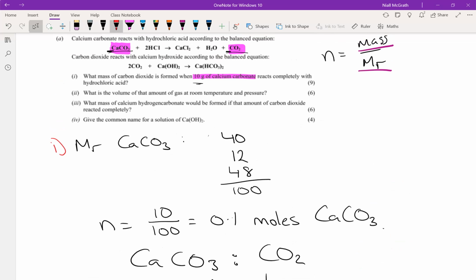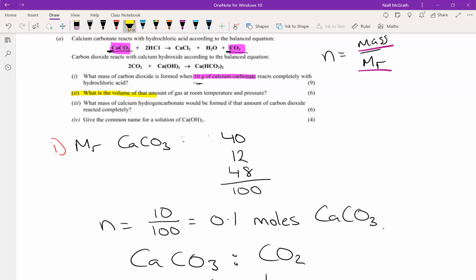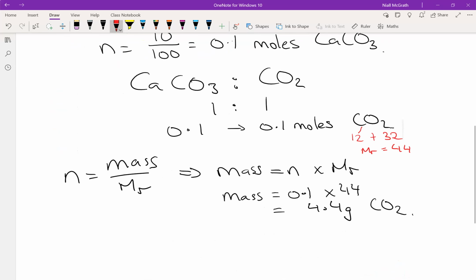If we look at part 2 now, what is the volume of that amount of gas at room temperature and pressure? So the important bit here was pointing out that it's at room temperature and pressure. In this case, we're not going to be multiplying by the 22.4 that we would at standard temperature and pressure. We are going to be multiplying by 24 litres. For the volume, you multiply your number of moles by 24 in this case.